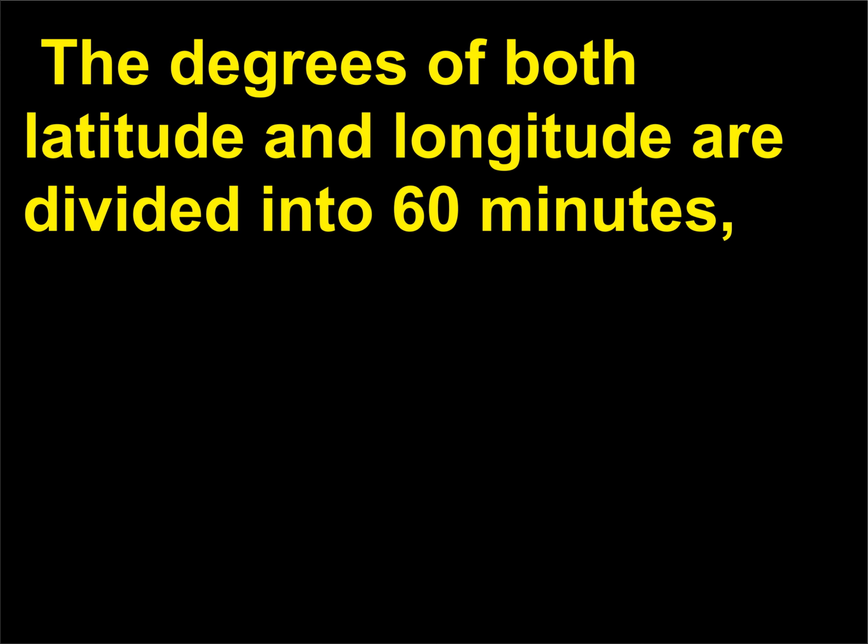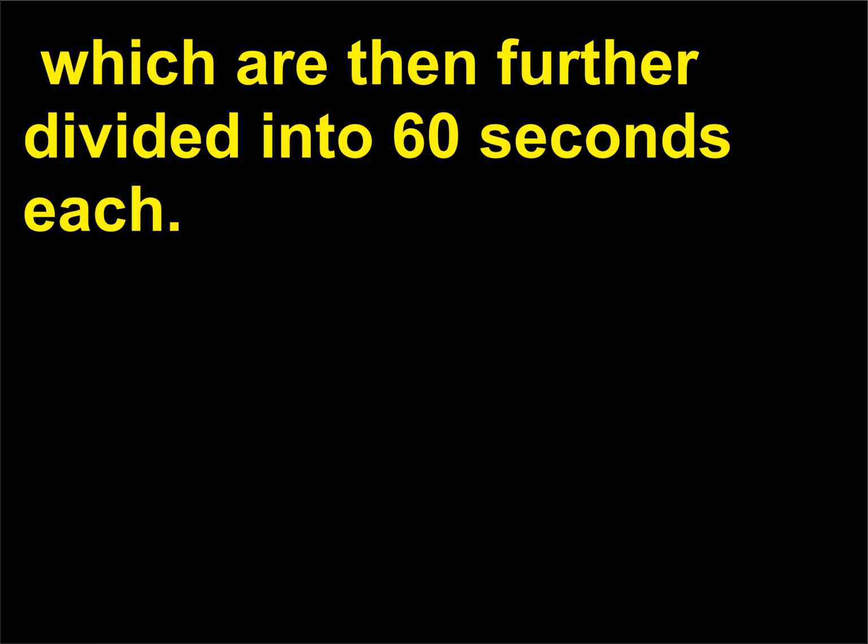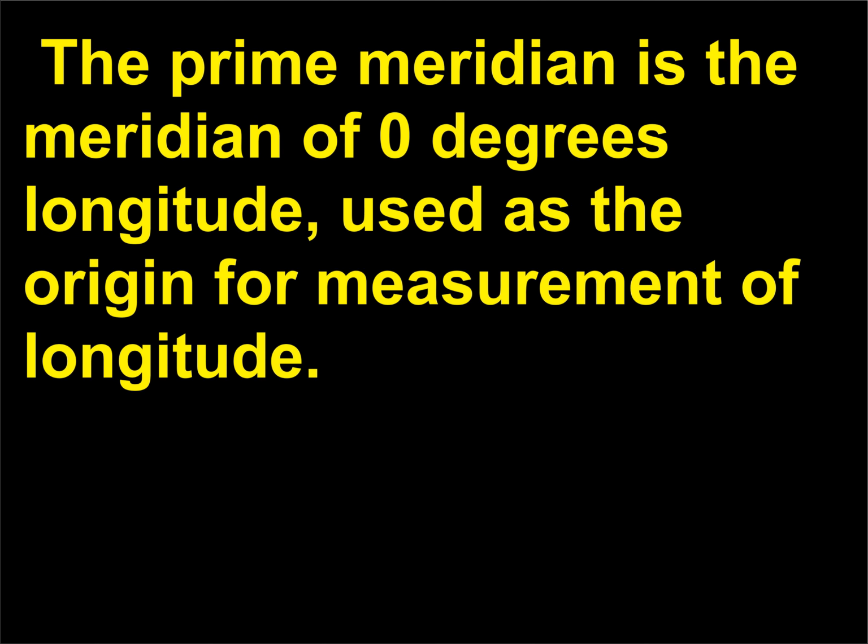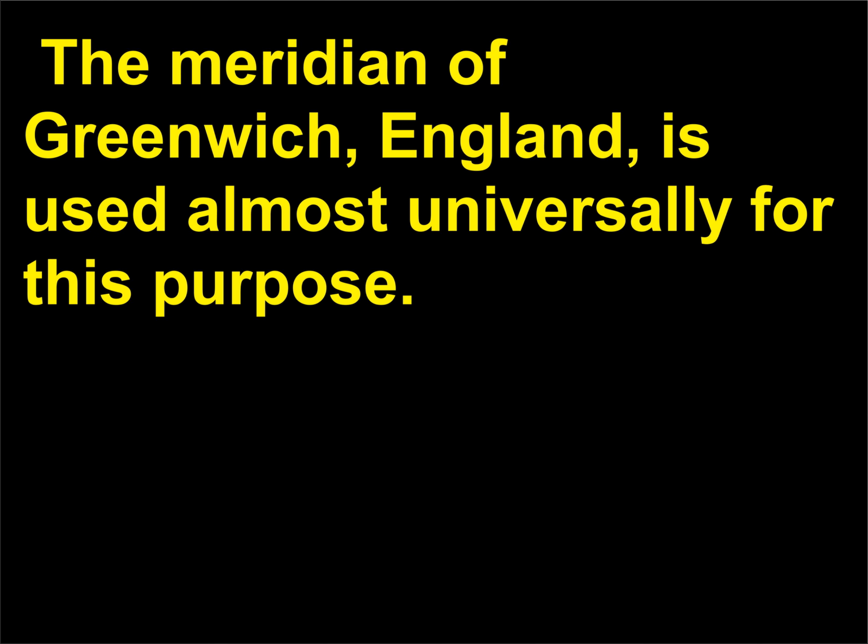The degrees of both latitude and longitude are divided into 60 minutes, which are then further divided into 60 seconds each. The prime meridian is the meridian of 0 degrees longitude, used as the origin for measurement of longitude. The meridian of Greenwich, England, is used almost universally for this purpose.